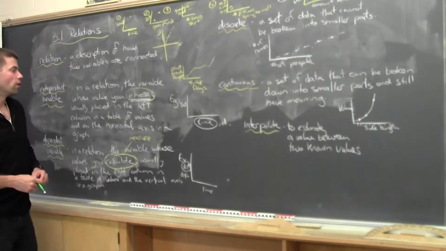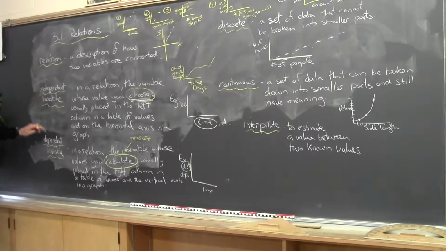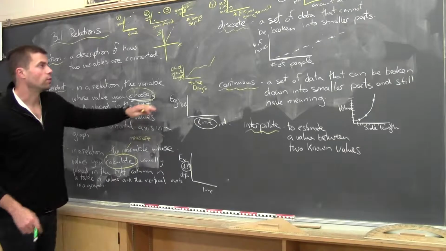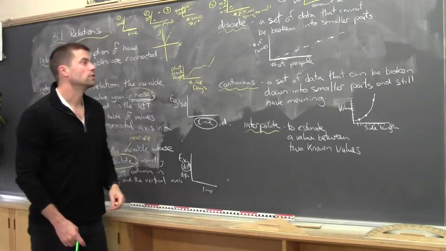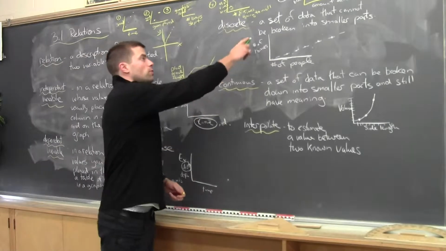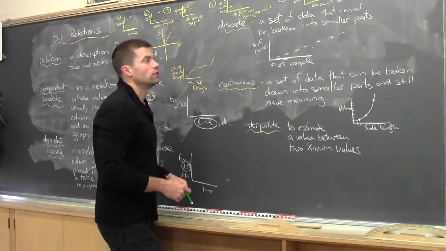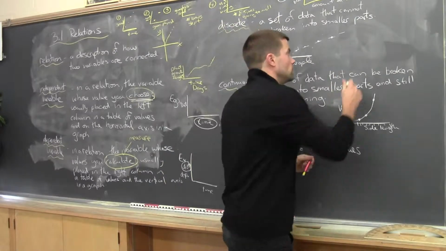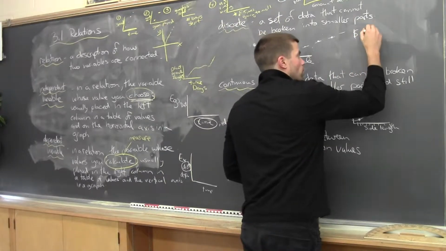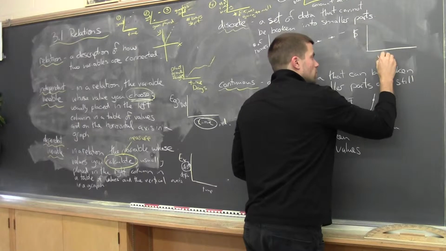Okay? All right, a couple other definitions. So we got independent, we have dependent. We also need to know discrete as well as continuous. Discrete, what discrete means is a set of data that cannot be broken into smaller parts. So I think the book has cost per window, and then windows cleaned.